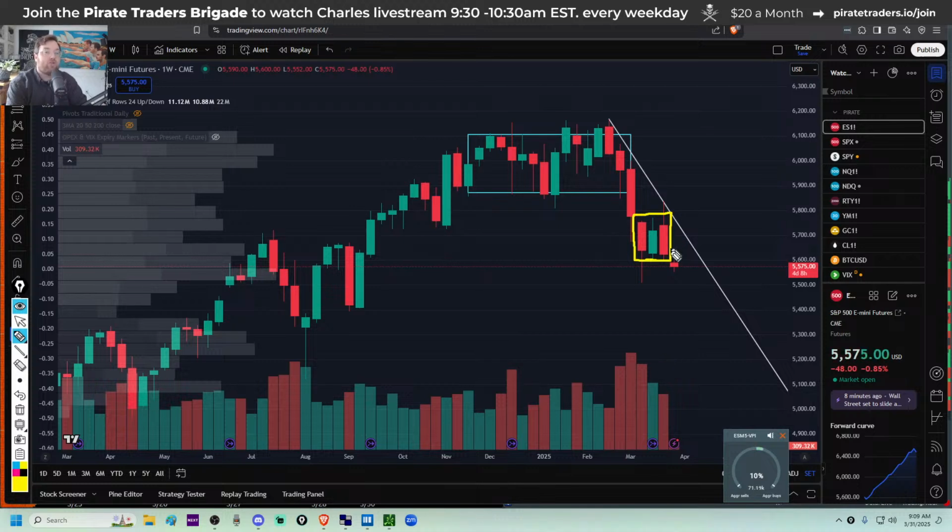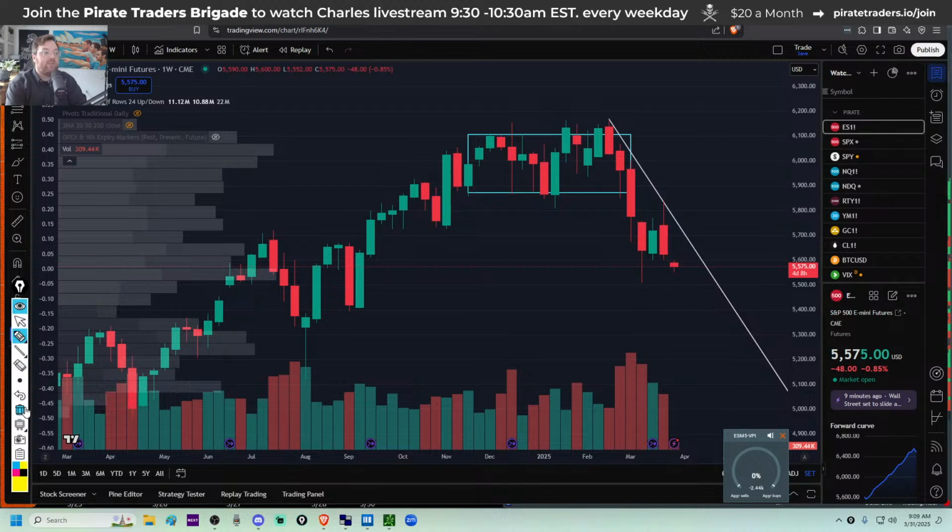So what did that tell us? It told us intraday, the market is probably going to go up and down. It's going to go both sides because we're just in balance. Well, now look what's happening this morning with this week's candle. We're already breaking below last week's candle.